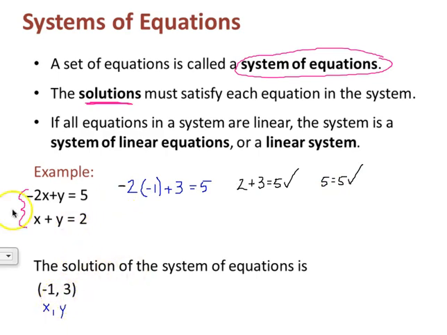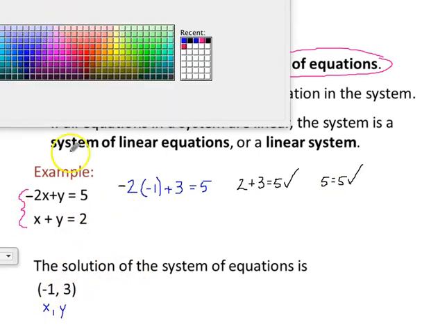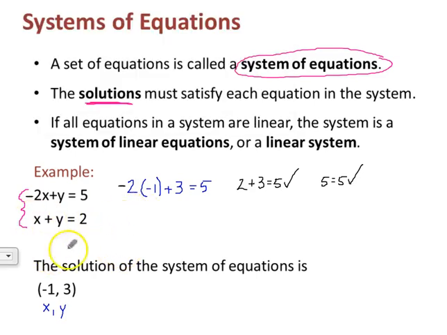Now let's check when we plug into this bottom equation. We've got x plus y. Well, x is represented by negative 1 and y is represented by 3, and that should equal 2. I know negative 1 plus 3 is 2, so 2 equals 2. That's a true statement. So this solution worked when we plugged it into both of these equations, and that's an example of a solution of a system of equations. Again, please make sure that you add that negative in front of the 2x. I forgot to add that in there.